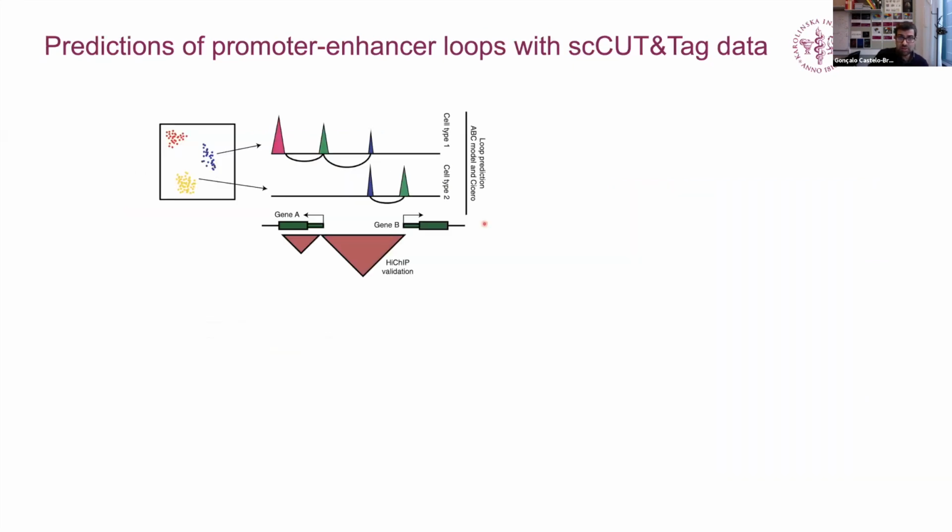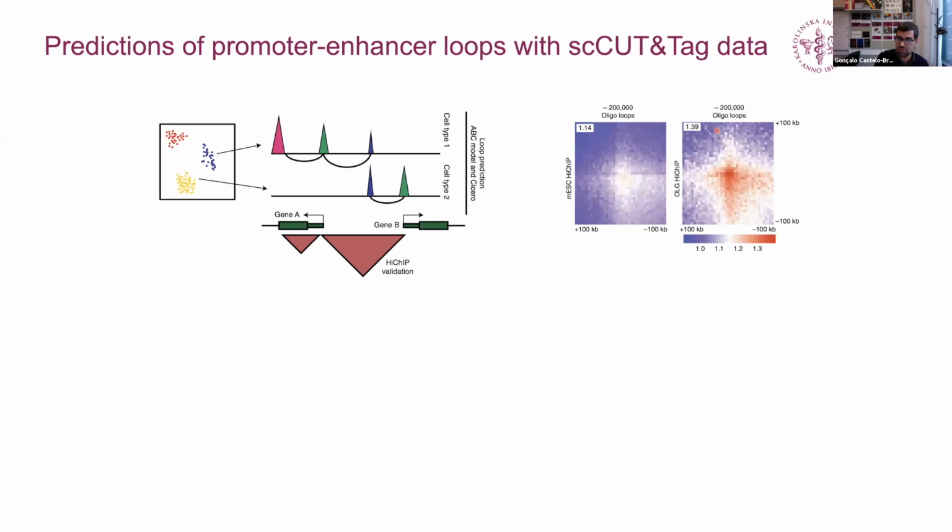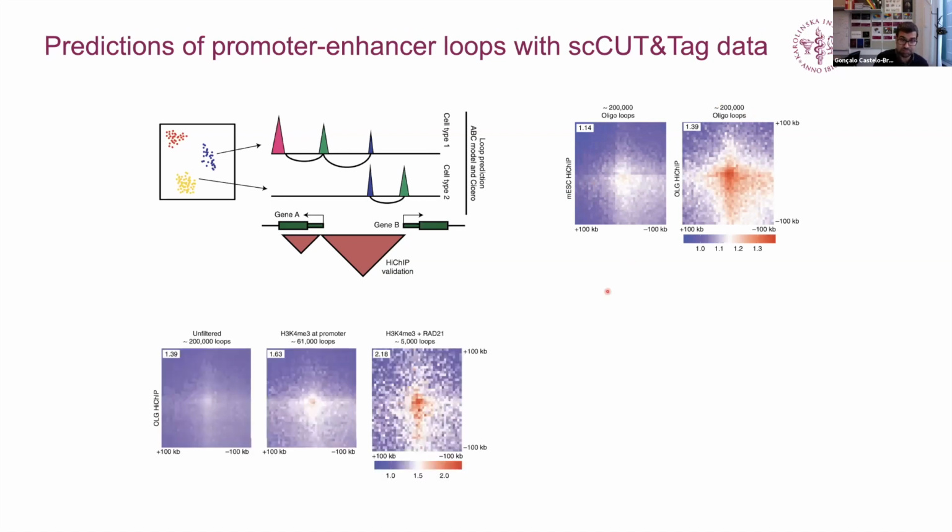Marek and Mukund in the lab also used the data to try to predict promoter-enhancer interactions using the ABC model that had been described before, and used Hi-ChIP to validate these predictions. From these predictions we got, for instance, around 200,000 loops. When we compared with Hi-ChIP data from oligodendrocytes versus mouse embryonic stem cells, we can see there is much higher pileup in the loops that we identified with the oligodendrocyte loops.